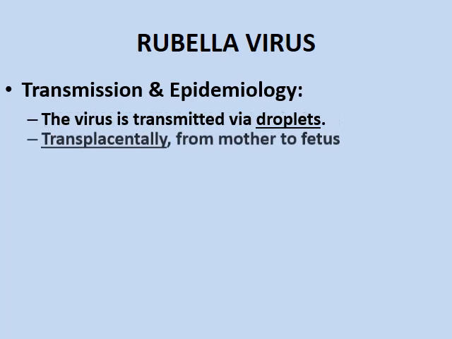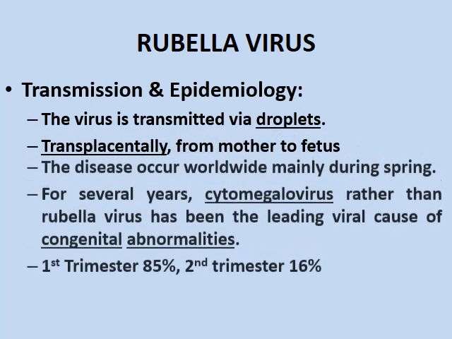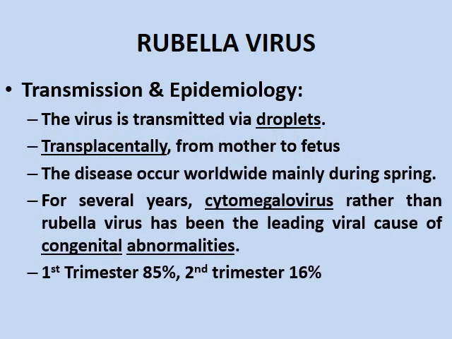Transmission is also like them, transmitted via respiratory droplets. And the other very important transmission is transplacentally from mother to the fetus. Disease occurs worldwide, mainly during spring, very commonly in spring. For several years CMV rather than rubella has been the leading viral cause of congenital anomalies.